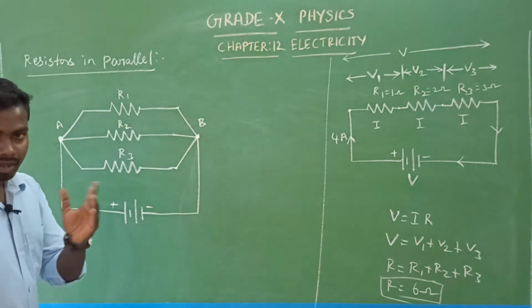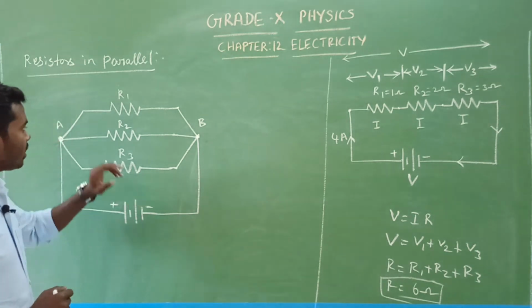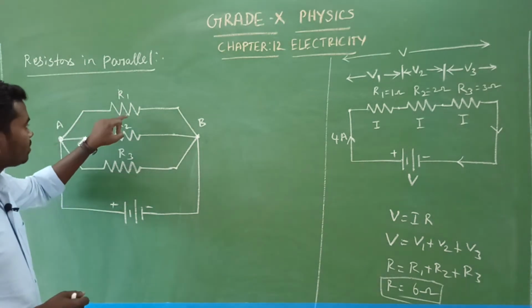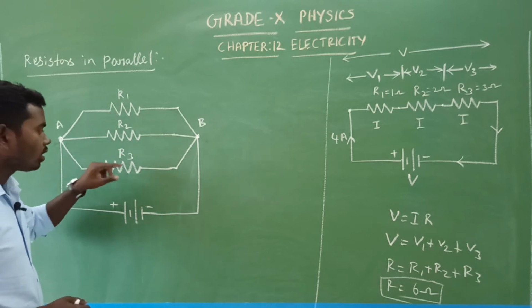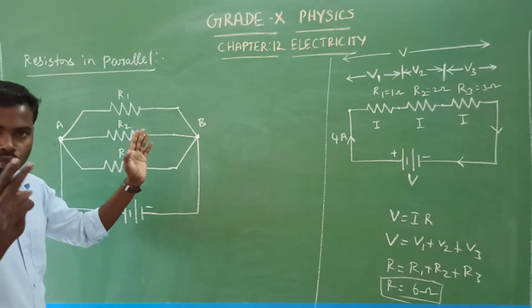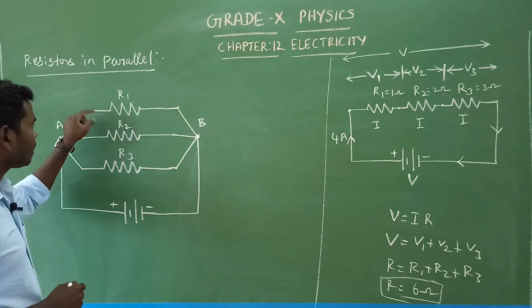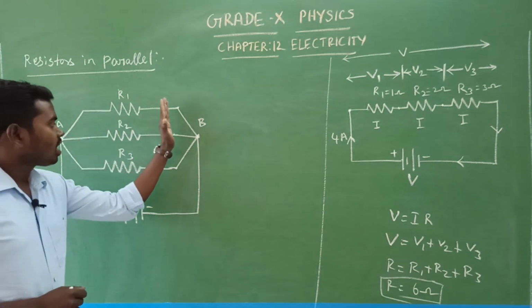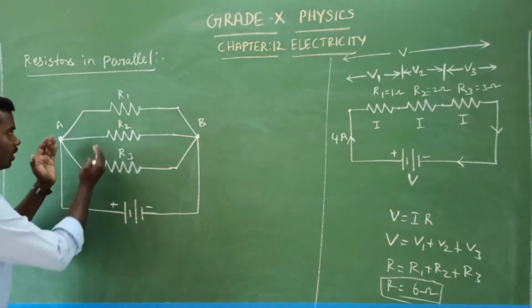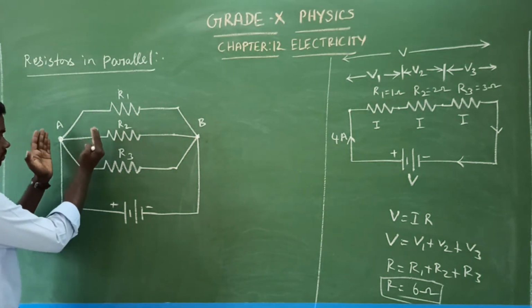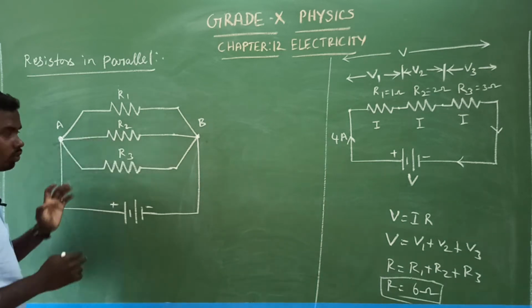Next we are going to see resistors in parallel. Consider 3 resistors: resistor 1, resistor 2, resistor 3, R1, R2 and R3. Each resistor has 2 ends. This is the first end of all the resistors and this is the other end of all the resistors. Is it clear? Look here. Now consider this side of the end, this end.